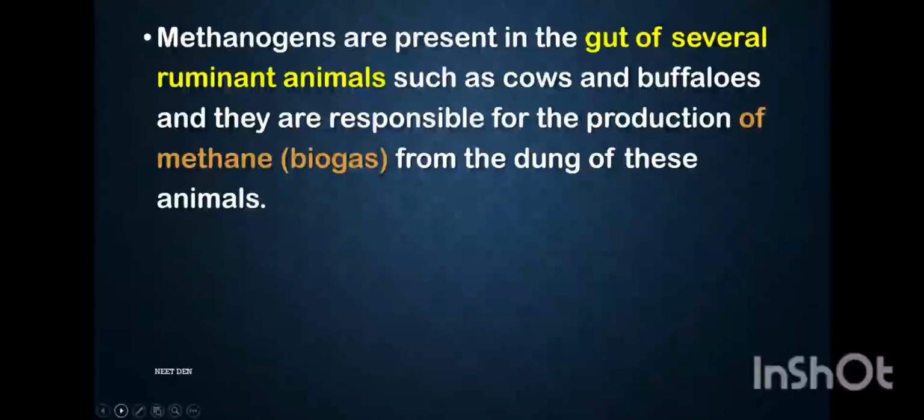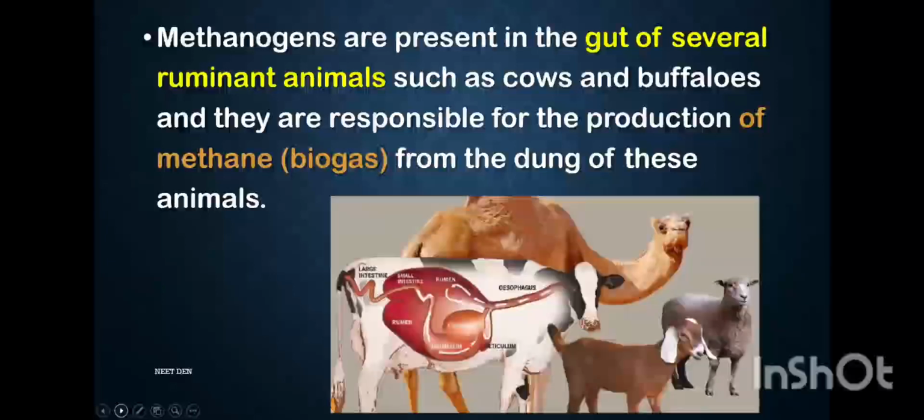So methanogens are not only present in marshy areas, but are also found in the guts of several ruminant animals. Everybody knows what ruminant animals are. They are the animals which can digest the fiber content of the plant food which they eat, which we cannot digest. Human beings cannot digest the fiber content. But these animals do digest the fiber content.